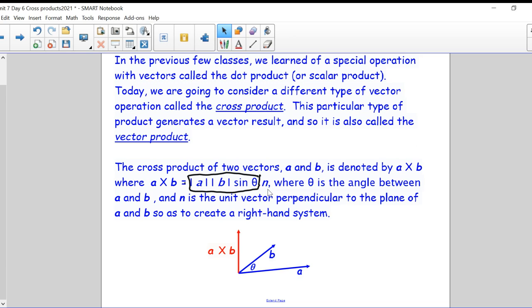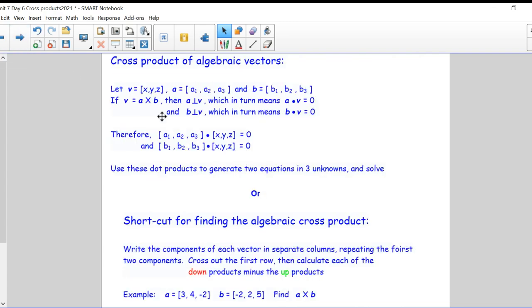And that's the unit vector, but that's scaled because of this magnitude right here. Okay? All right, so there you go. That's the basic definition. Now, if vector v is x, y, z, and vector A is A1, A2, A3, and B is B1, B2, B3, then A cross B, right?